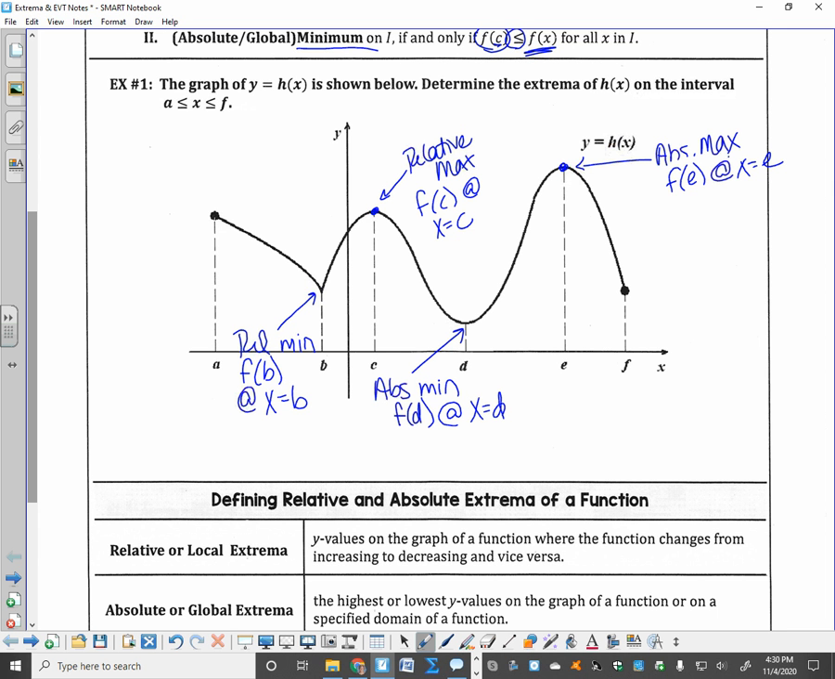Absolute maxes and mins can occur at endpoints. So since our endpoints at A and F are not absolute maxes and mins, they don't get any attention. Endpoints are either absolute or we don't care about them.